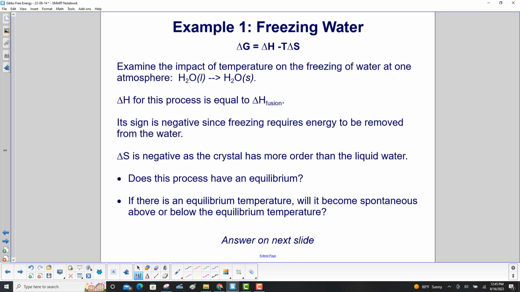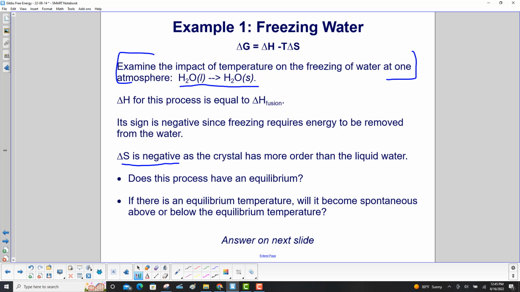Let's start working examples. Example 1, freezing water. Examine the impact of temperature on the freezing of water at 1 atmosphere pressure, where you have water in a liquid state going to water in a solid state, or ice. Delta H for this process is equal to delta H of fusion. Its sign is negative since freezing requires energy to be removed from the water. Delta S is negative as the crystal has less disorder than the liquid water.